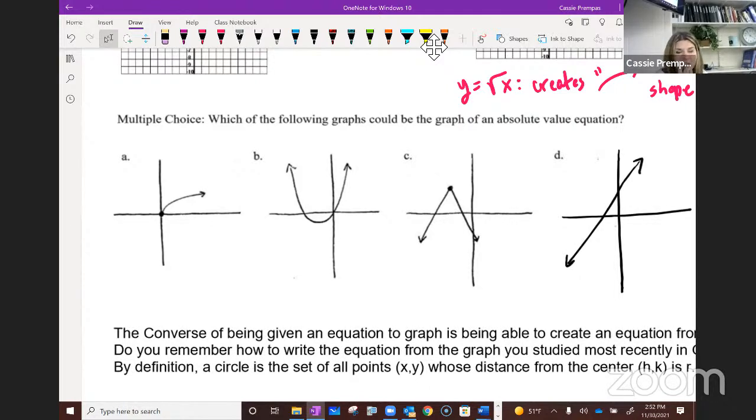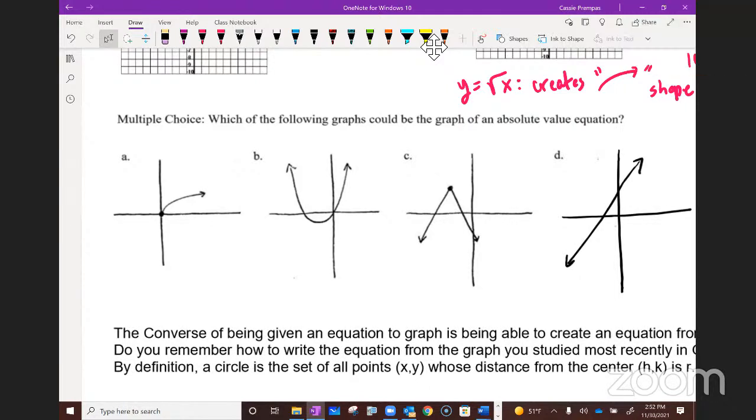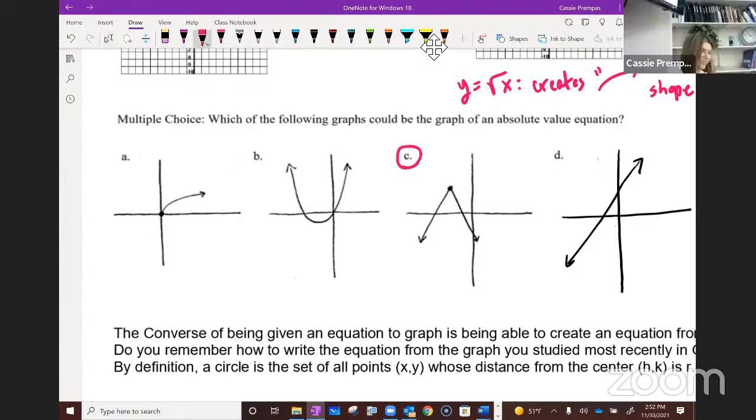I don't know if you heard that, Olivia. What did you say? C. Which one? C, the third one. C, yes. Good. All right, guys, I heard it throughout the classroom.